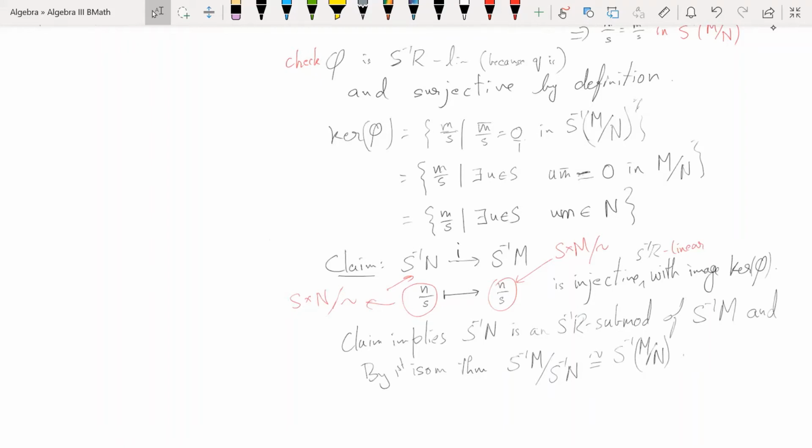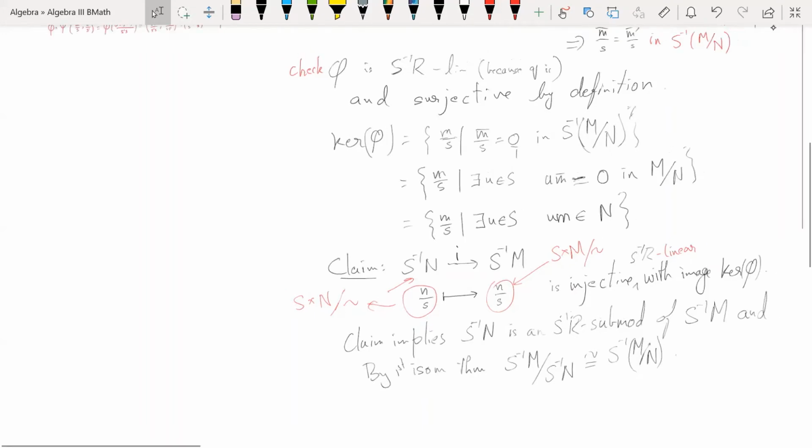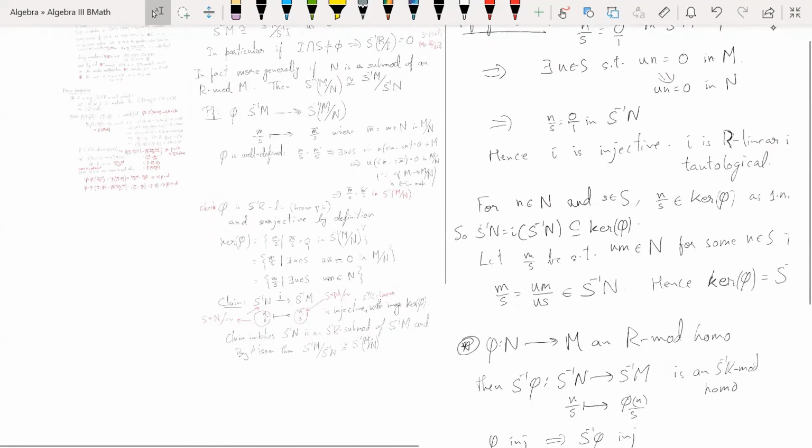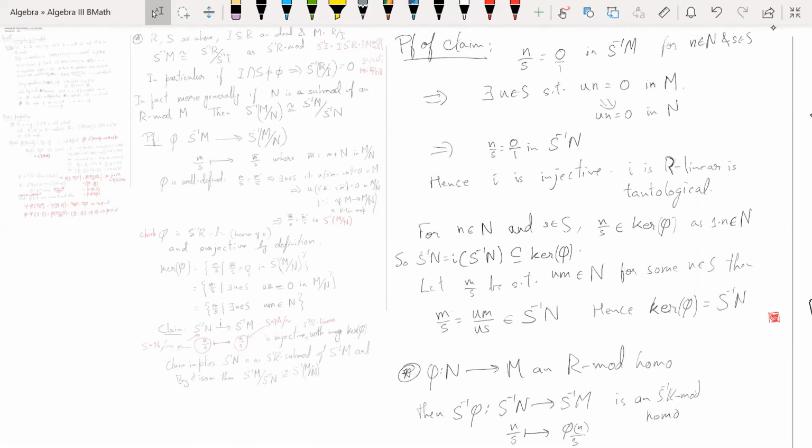Once we prove this claim, the claim will imply that S inverse n is an S inverse R submodule of S inverse m, if we identify S inverse n by the image of I. And by the first isomorphism theorem, we'll get this isomorphism: S inverse m mod S inverse n is S inverse m mod. So all that remains is to prove this claim, and then we are done. Let me just prove this claim here.